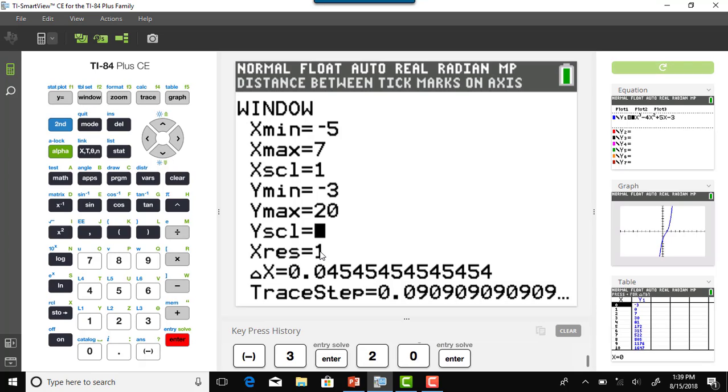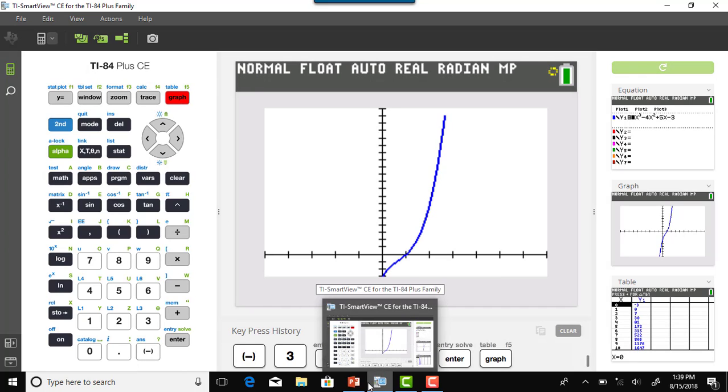And do not worry about resolution or delta X or just change in X. Don't worry about any of these things down here. It's just these 4 values that you may have to adjust: X min, X max, Y min, Y max. So now when I come back in here and I hit graph, you'll notice my window is going to look very different.